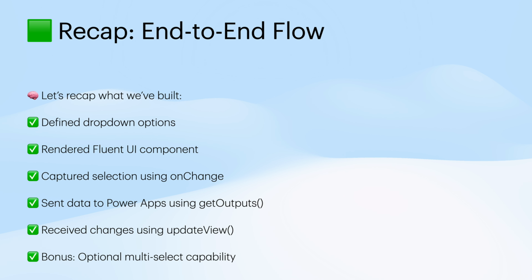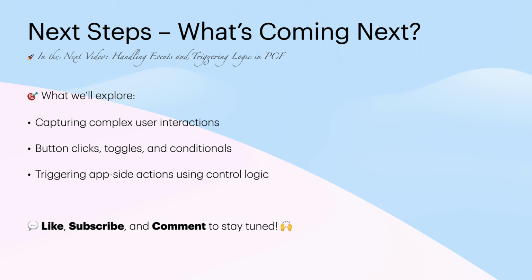Let's do a quick recap of what we built today. We defined dropdown options, we rendered the Fluent UI dropdown, we handled user selection, we sent updates back to the Power Apps, we synced default values from Power Apps, and added optional multi-select support. This is a complete two-way dropdown fully built with Fluent UI.